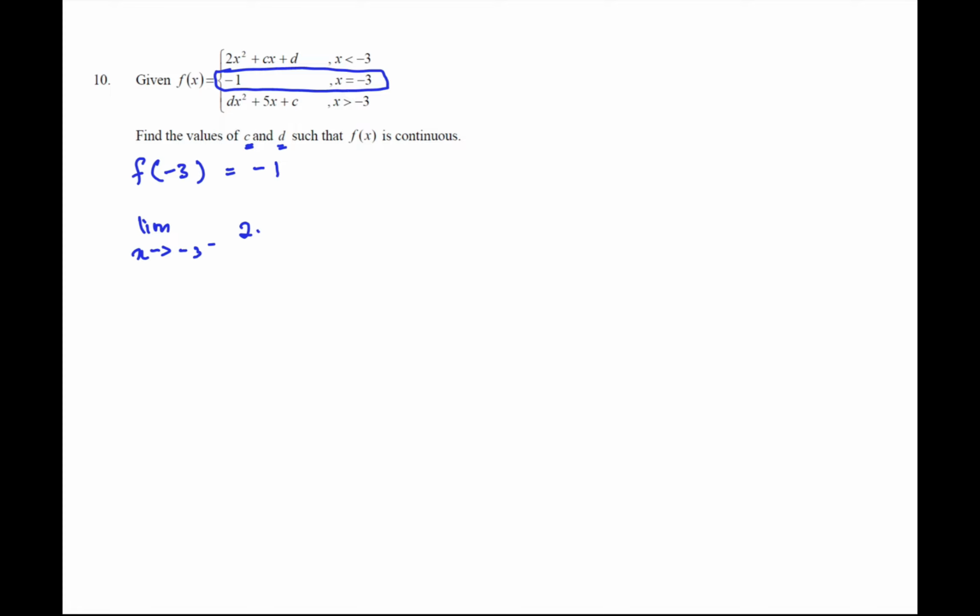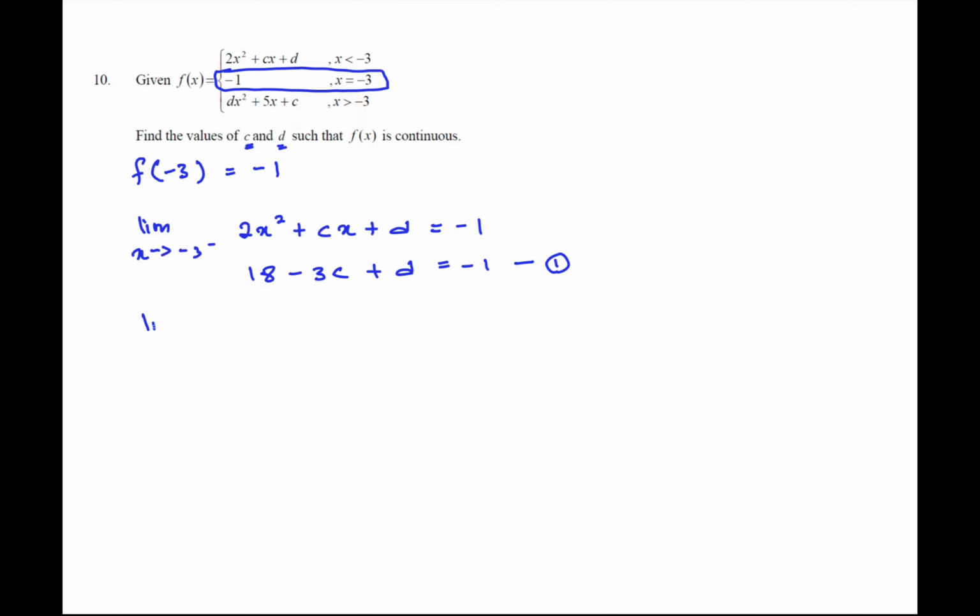The function is 2x squared plus cx plus d. And then this one should be equal to -1 because when a function is continuous, the limit also equals the function value. So when you substitute the value of -3 here, we can get 18 minus 3c plus d equal to -1. So this is one equation.